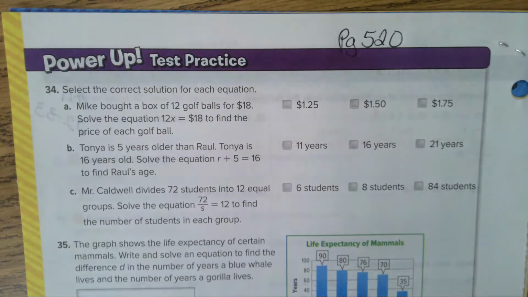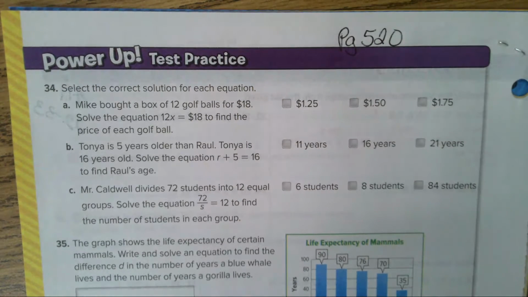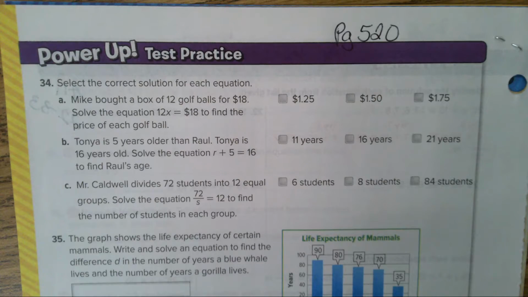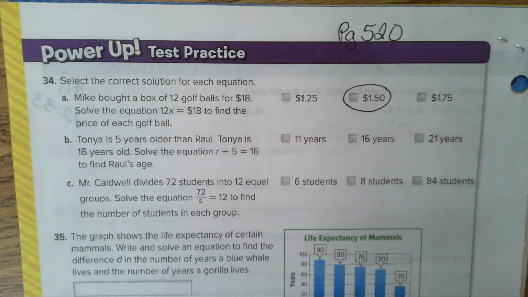Okay, so let's look at the Power Up Test Practice problem, number 34. Do I have a volunteer to read that problem? Mike bought a box of 12 golf balls for $18. Solve the equation 12x equals $18 to find the price of each golf ball. Okay, so in this one, if you take 12 times $1.50, the answer is $1.50.